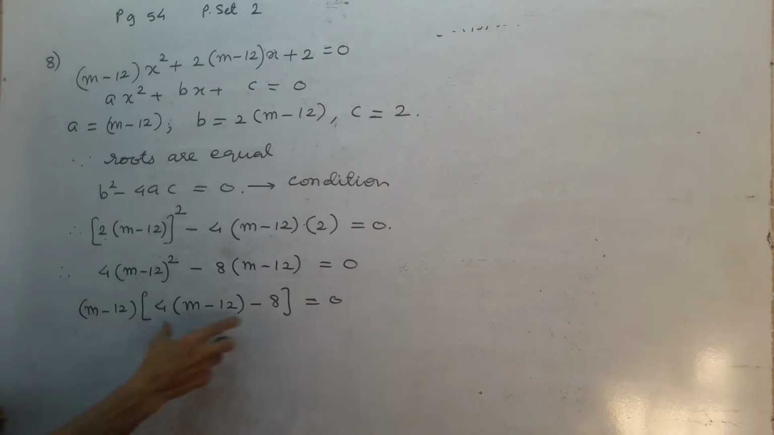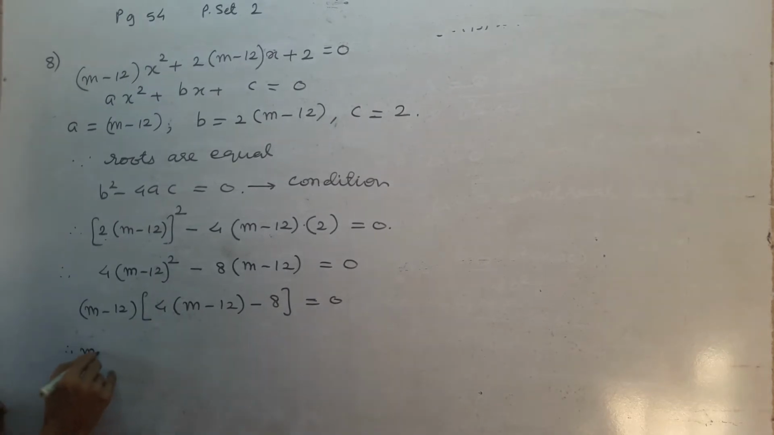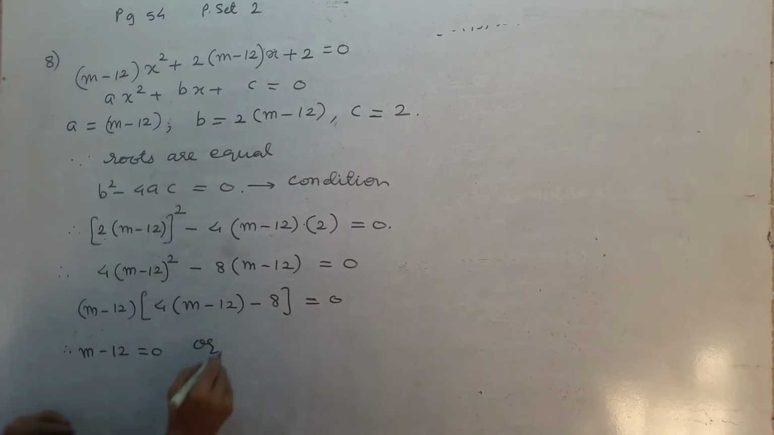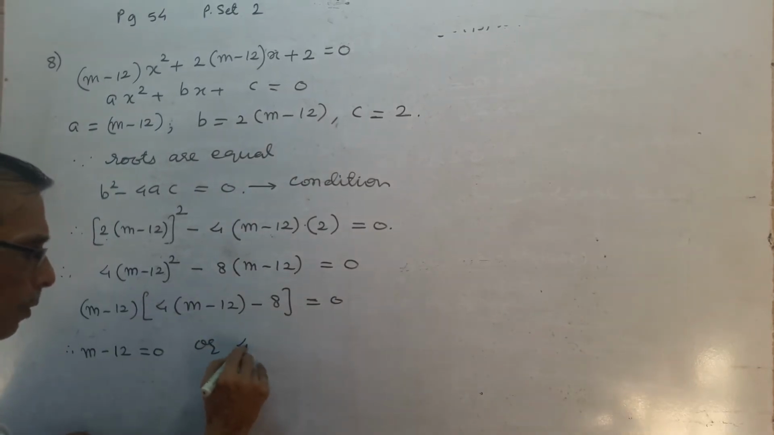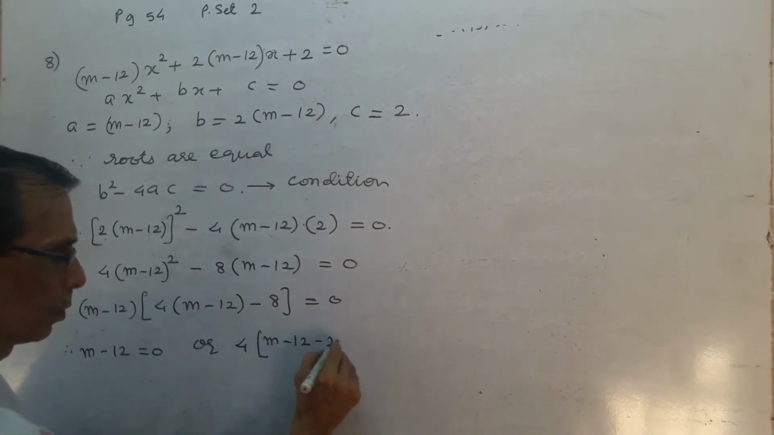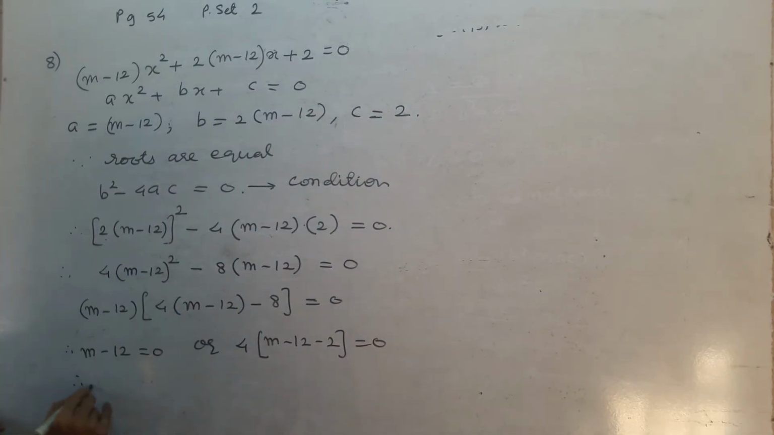Now there are two factors, m minus 12 and this bracket. And we know that either this equal to 0 or that one equal to 0. So m minus 12 either equal to 0 or, let's take this up. So let us take 4 common from this. We get m minus 12 minus 2 equal to 0. I have taken common, take note of this. But if m minus 12 equal to 0, then m equal to 12.